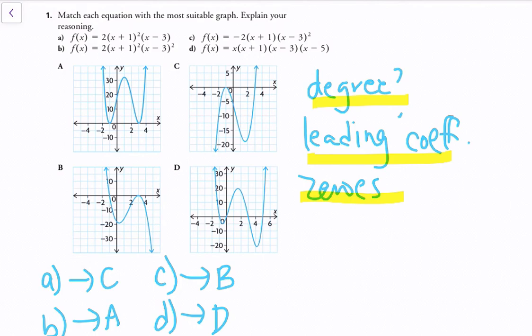So following the same logic then, we can see that part B corresponds to graph A, and then the equation for part C corresponds to graph D, and the equation for part D corresponds to graph D.